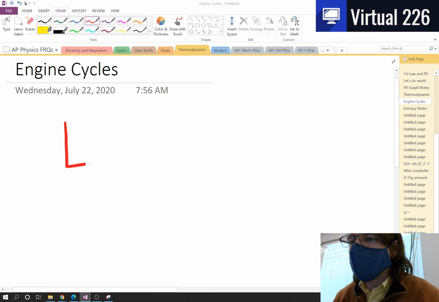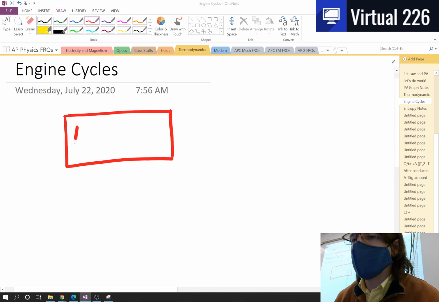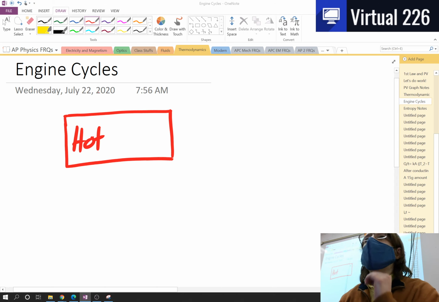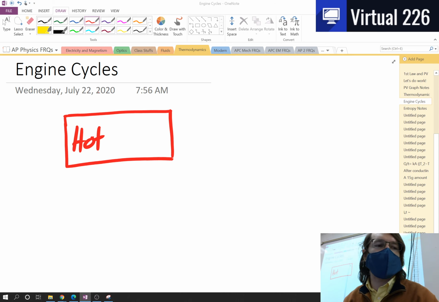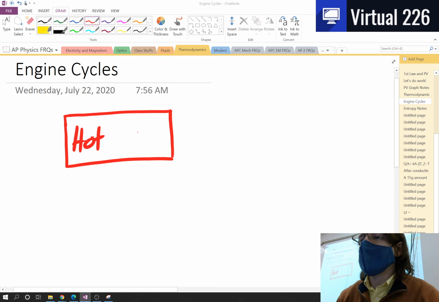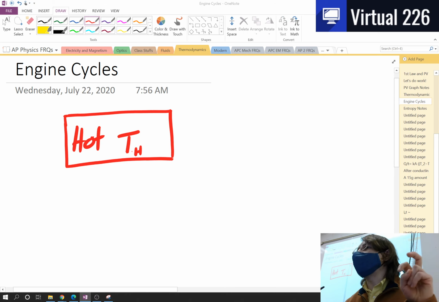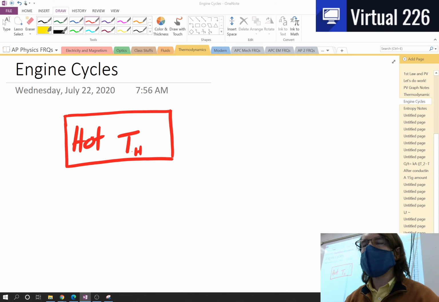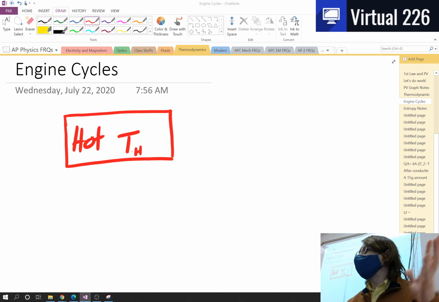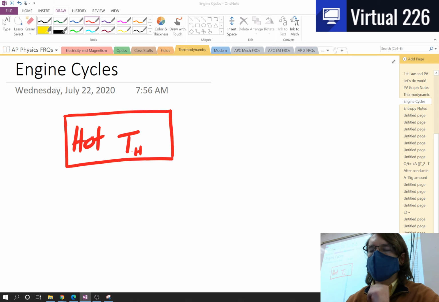You need, and this is in red because it's hot, you need a heat reservoir. This is something that has some energy to it. It's like the hot reservoir, as we'll call it. We can call this TH because it's at some hot or high temperature. But it is some amount of energy you can draw from.